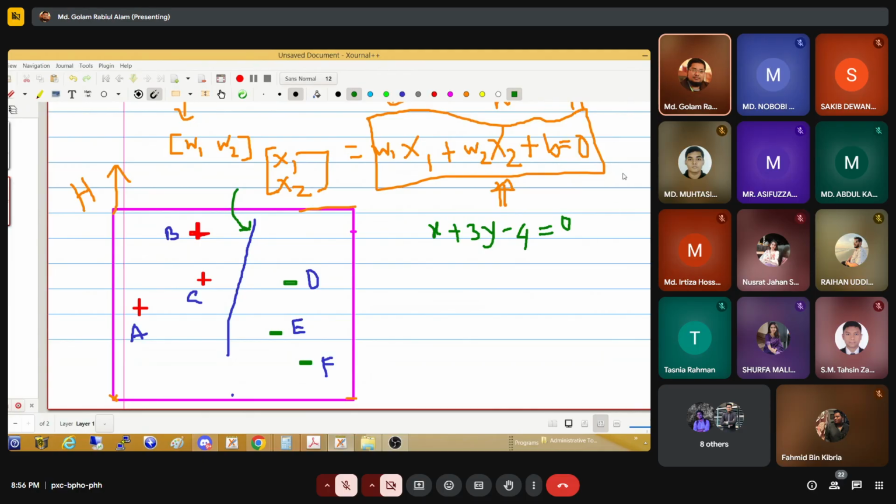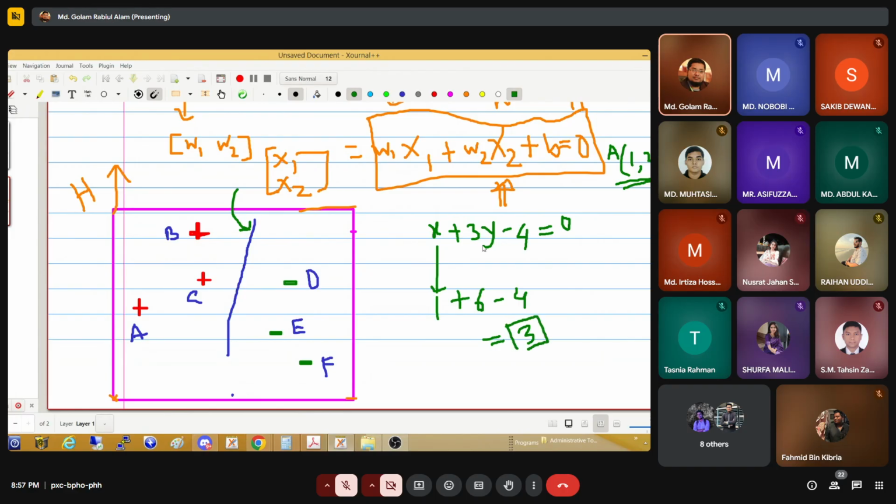Let's say a data point, maybe A, and this is (1, 2). If we consider this data point (1, 2) and put those values here, it will be 1 plus 3y, so 3 times 2 is 6, minus 4. So that means it will return what? It will return 6 plus 1, 7, minus 4 is 3. So it will return 3.